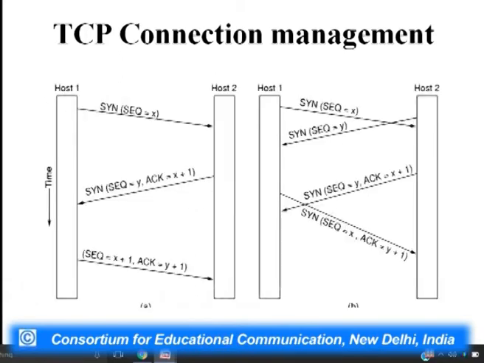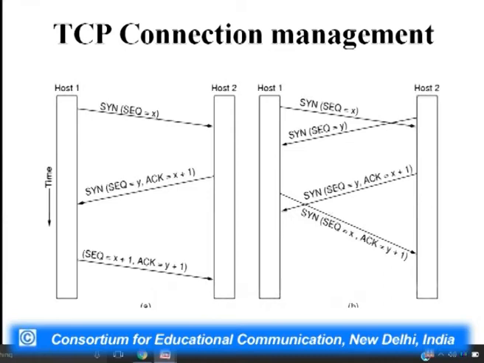Now, this is what 3-way connection management means. What is being done? Host 1 sends a SYN request with sequence number x, then host 2 responds with this: I will send my data with sequence number y and acknowledgement with sequence number x plus 1, and it says SYN bit is 1. Then finally the connection is established and host 1 sends data with sequence number x plus 1 and acknowledgement for y plus 1, and so on and so forth.